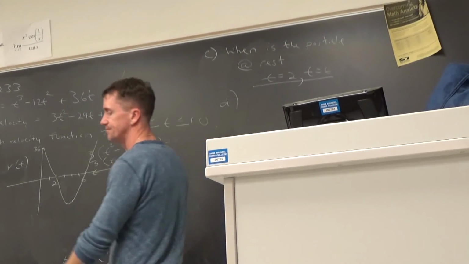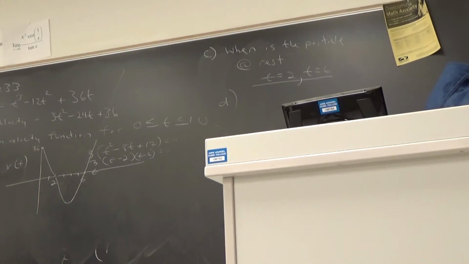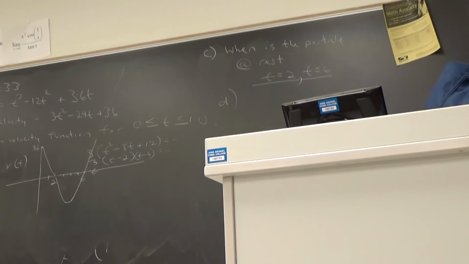I have a letter D. You're going to get this because you just saw my movement. When is the particle moving in a positive direction? You can write it as an interval. When is the particle moving in a positive direction? When t is greater than 6. Between 6 and 10, right?